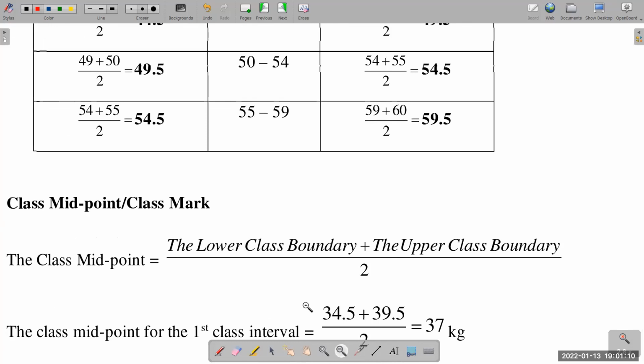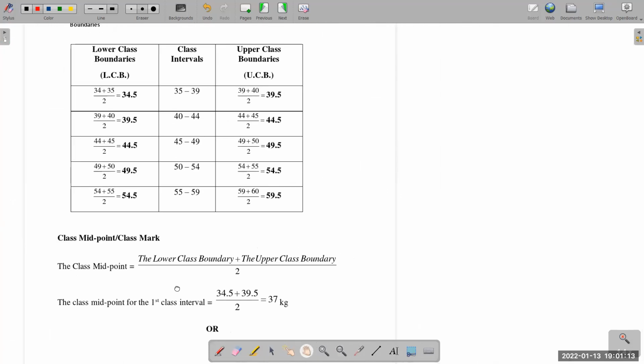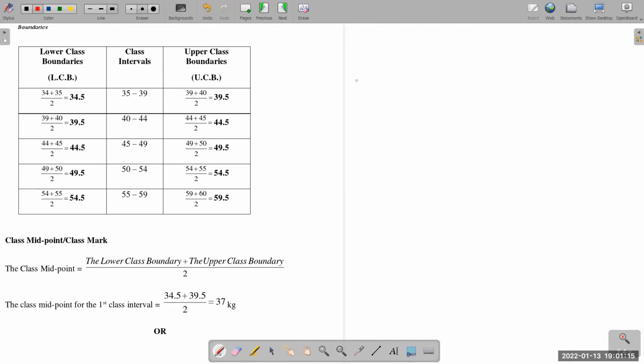So just to do a quick checklist of everything we should understand. If I have, let me make up my own, 100 to 120, we know that this is what we would call what? What is this called? The class interval.